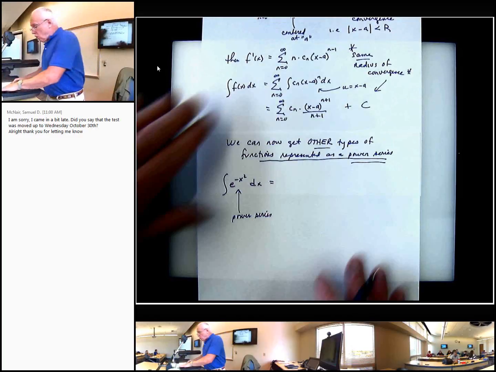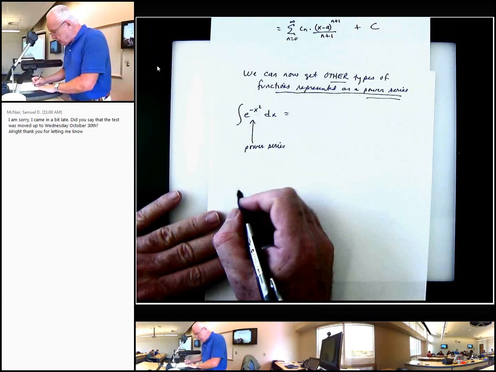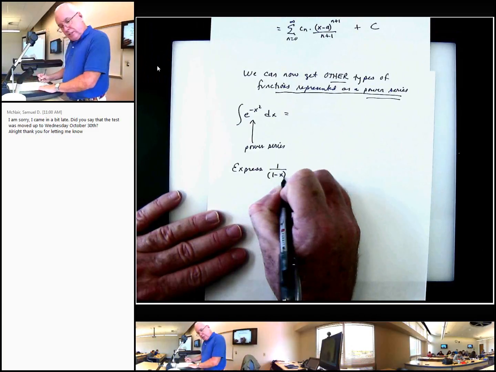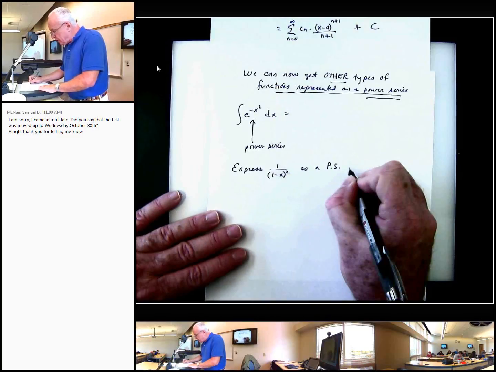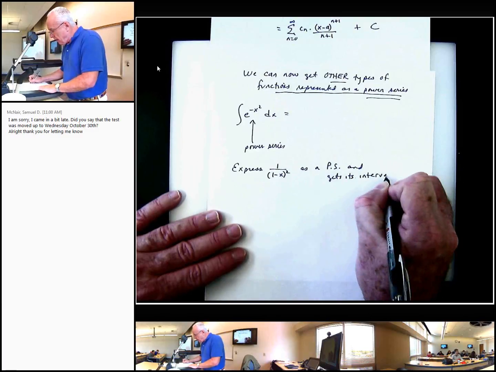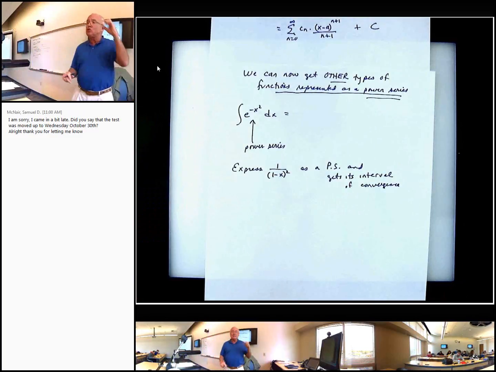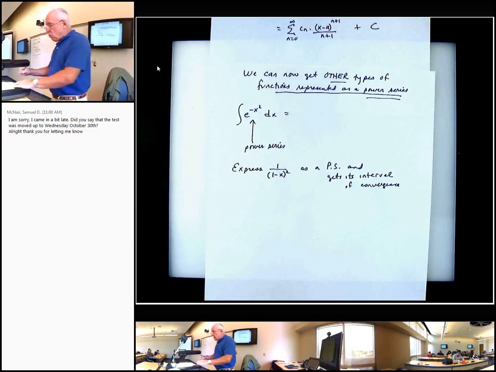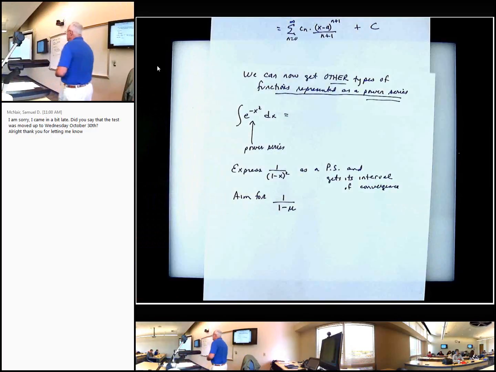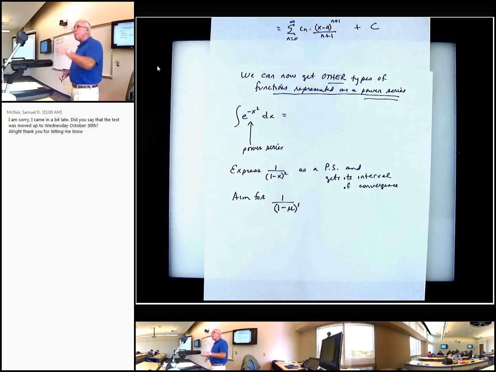Okay. So, all right, let's get back then to what this other thing we're talking about. Let's look at this example. I think this will probably be it. Express 1 over 1 minus x in parentheses squared as a power series, PS, and get its interval of convergence. Now, notice what we have here. We have something squared in the denominator. Now, what we want to aim for with this technique is 1 over 1 minus u. Now, you can look at this. Let me put parentheses around this. This is 1 over 1 minus u to the first power.